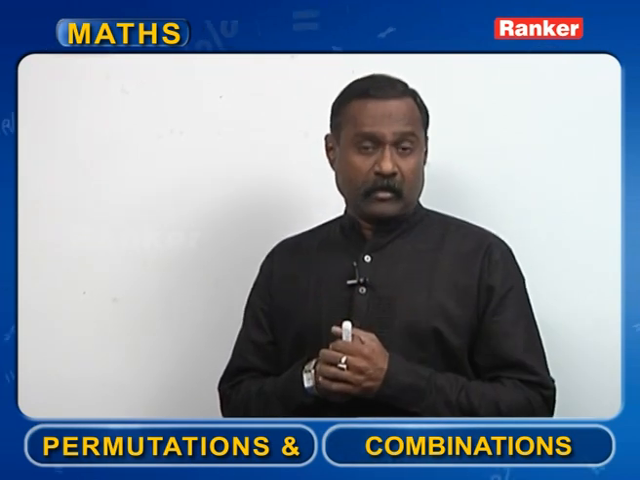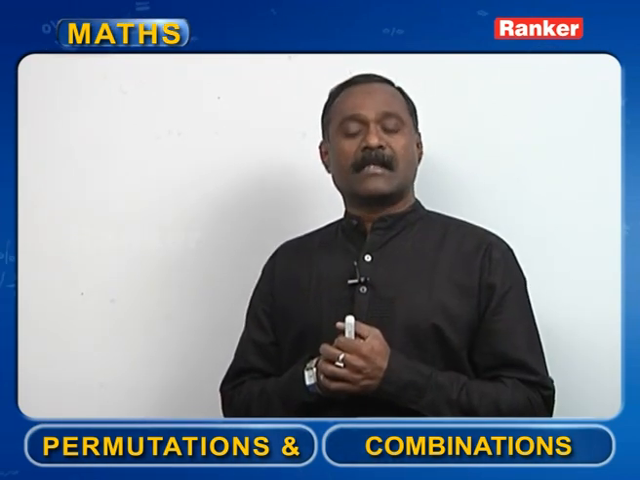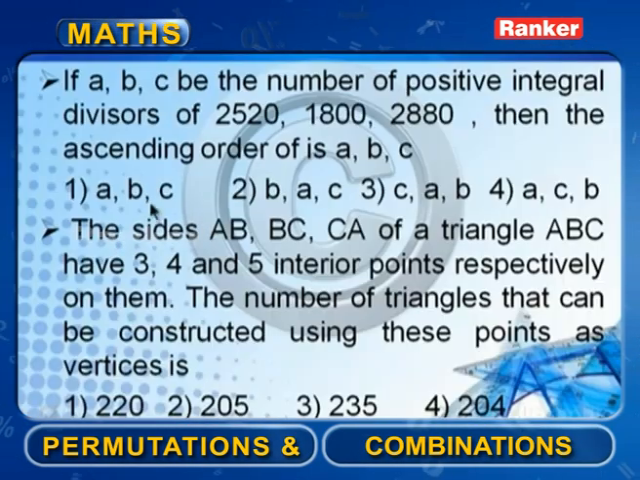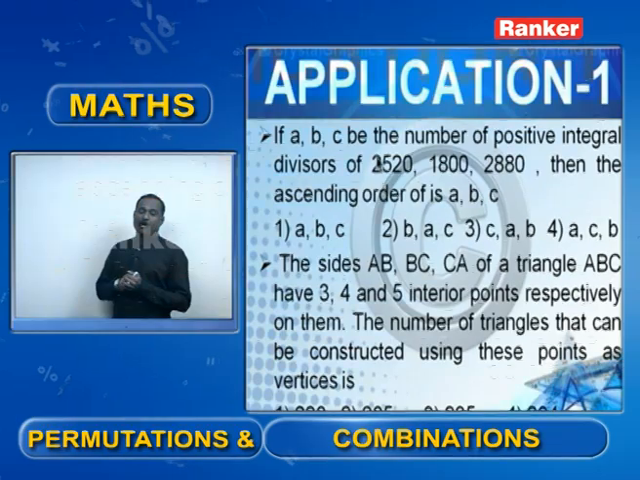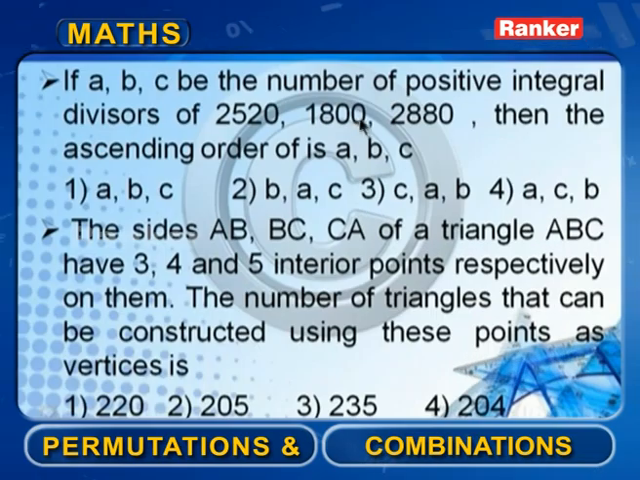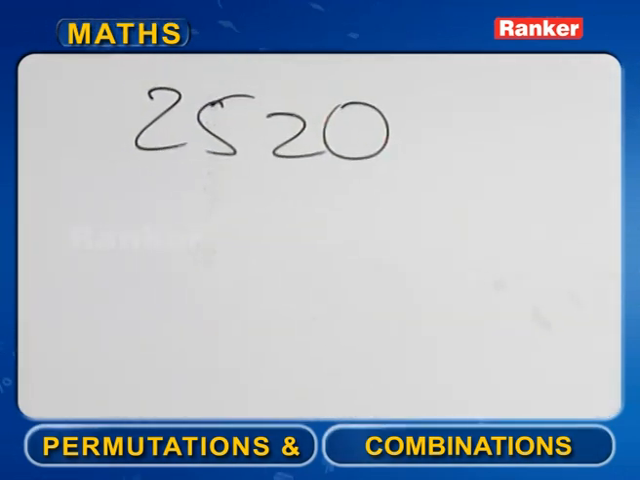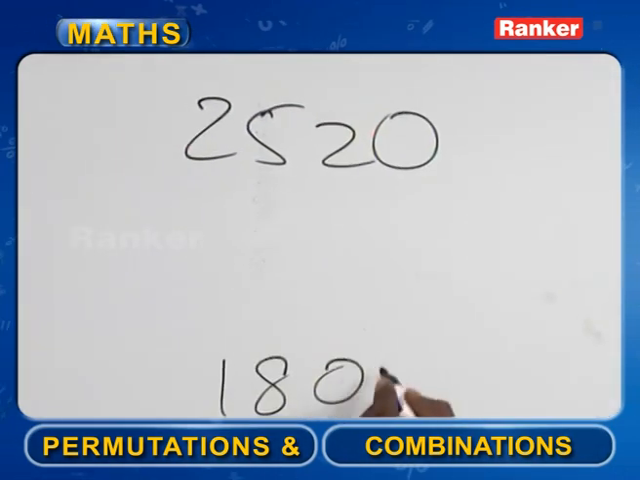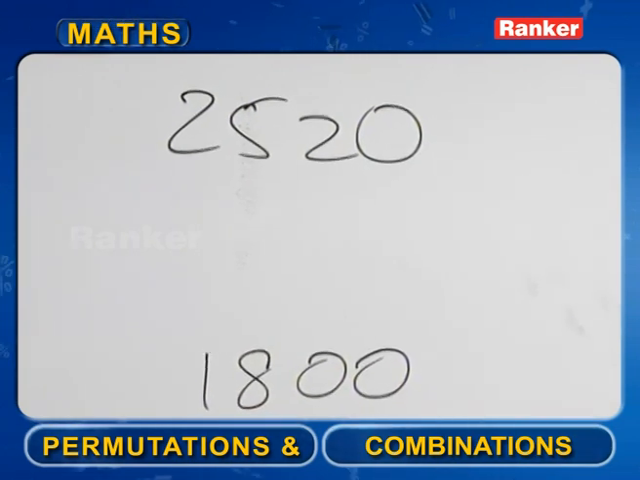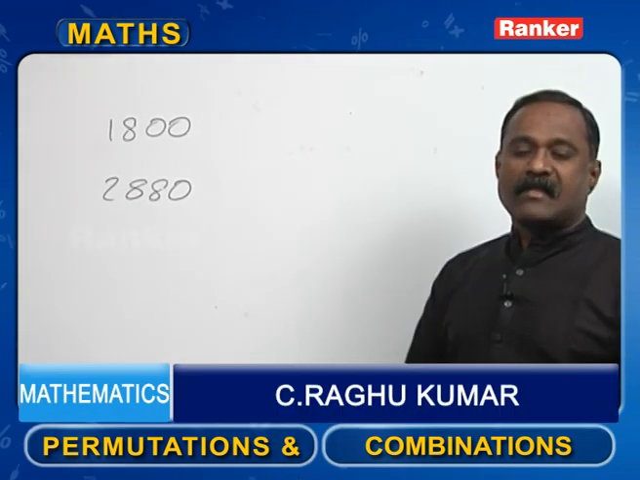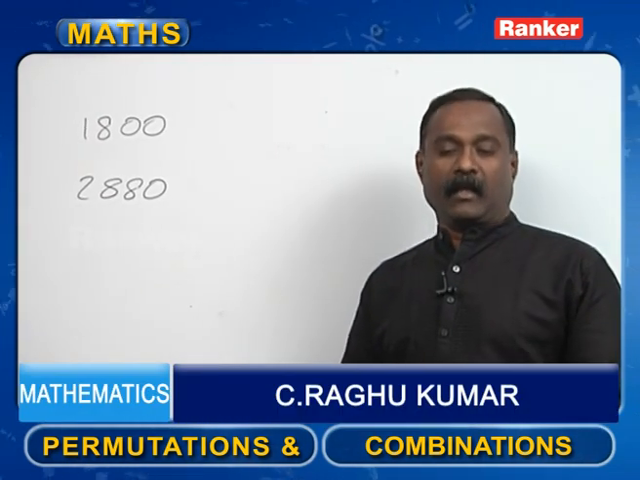Now, let us see the first problem which is on the slide now. That is, the first problem: if A, B, C be the number of positive integral divisors of 2520 and 1800 and 2880, then the ascending order of A, B, C is.